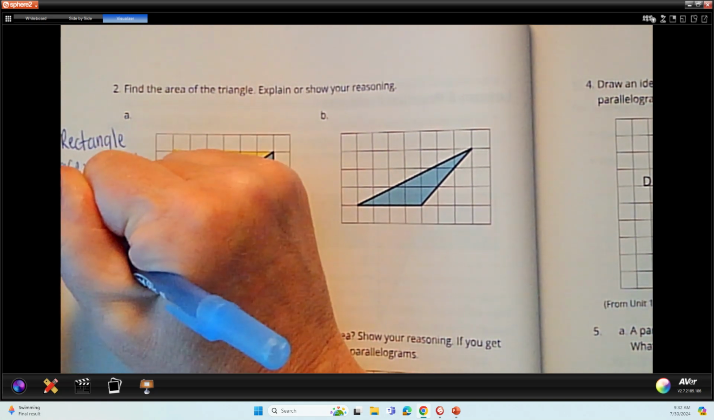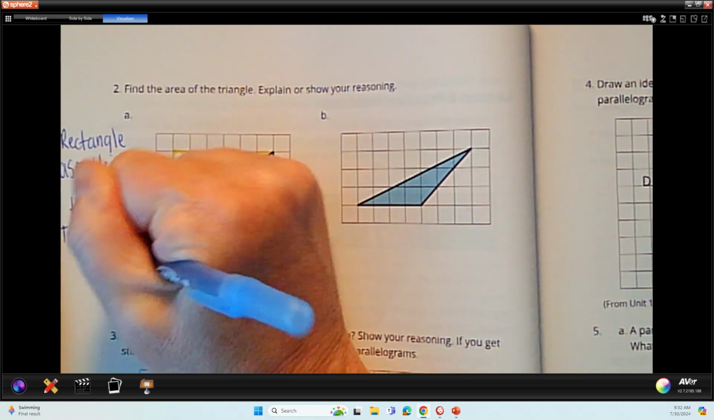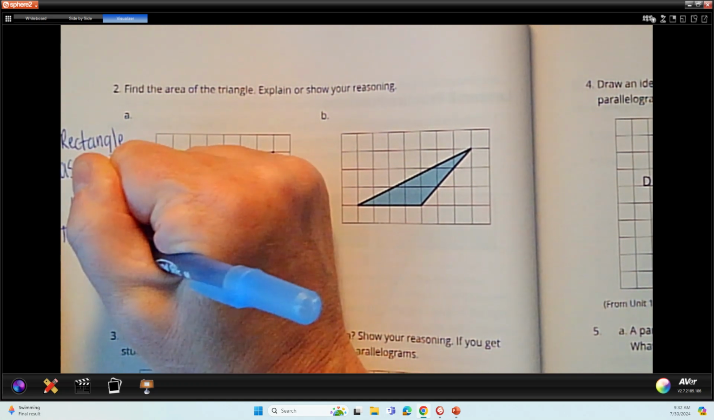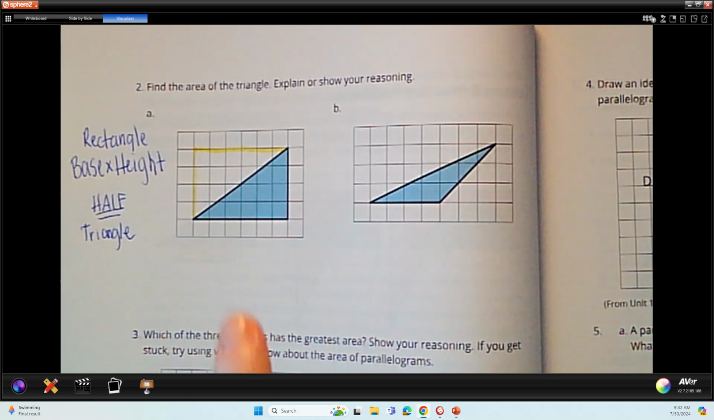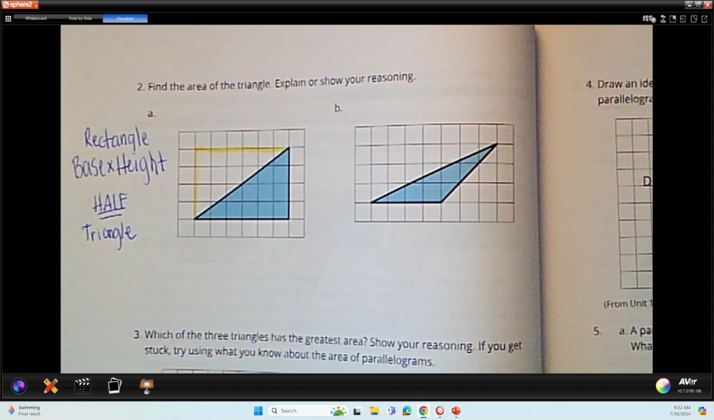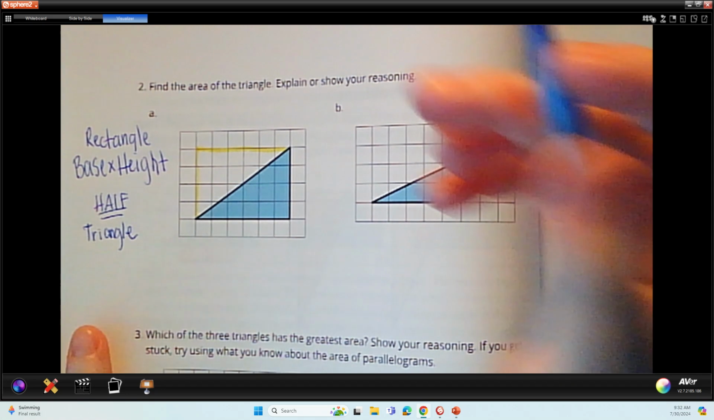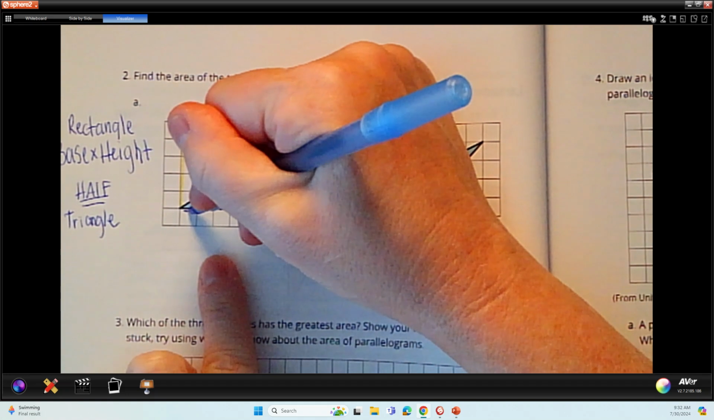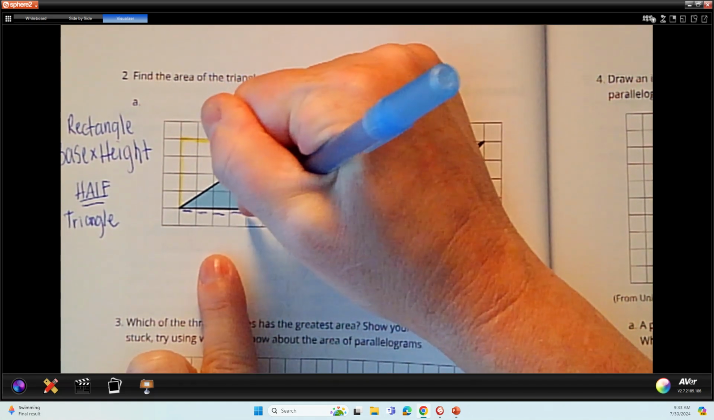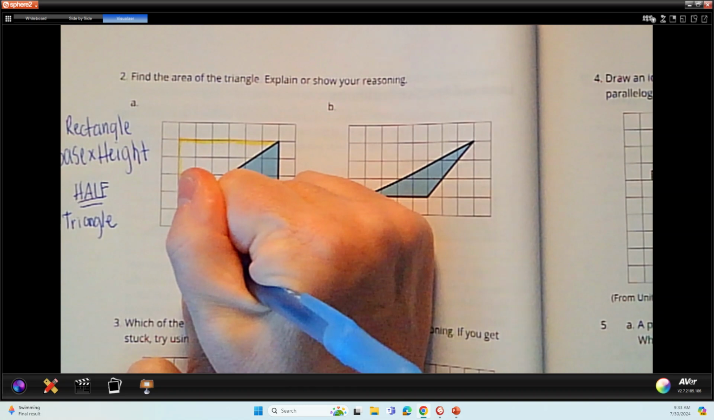we get a triangle. So we can do the triangle. I forgot the N. We get a triangle. So when we're trying to find the area of a triangle, we can do base times height and we can divide by 2 because it's half. So I can see the base here is 1, 2, 3, 4, 5, 6. So my base is 6.